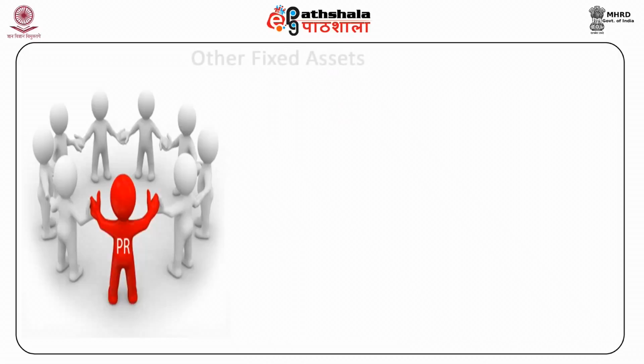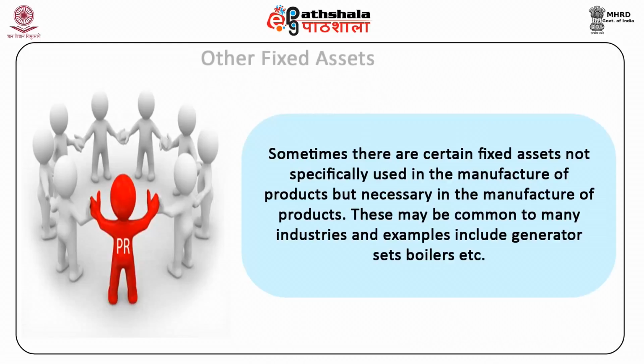Other fixed assets. Sometimes there are certain fixed assets not specifically used in the manufacture of products but necessary in the manufacture of products. These may be common to many industries and examples include generator sets, boilers, etc. They constitute a large part of the project.